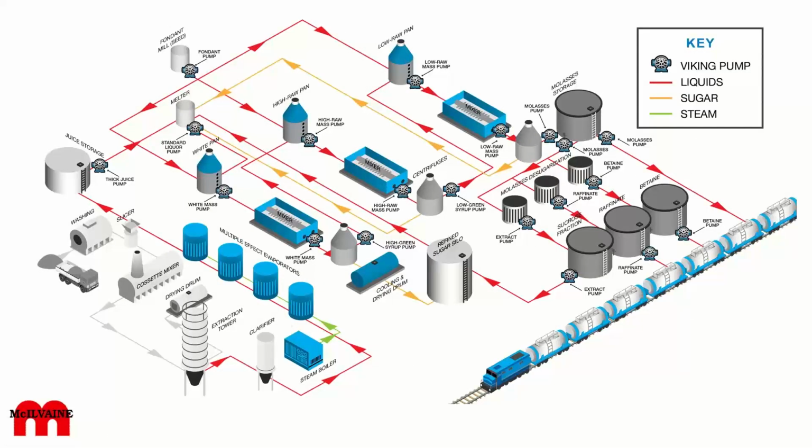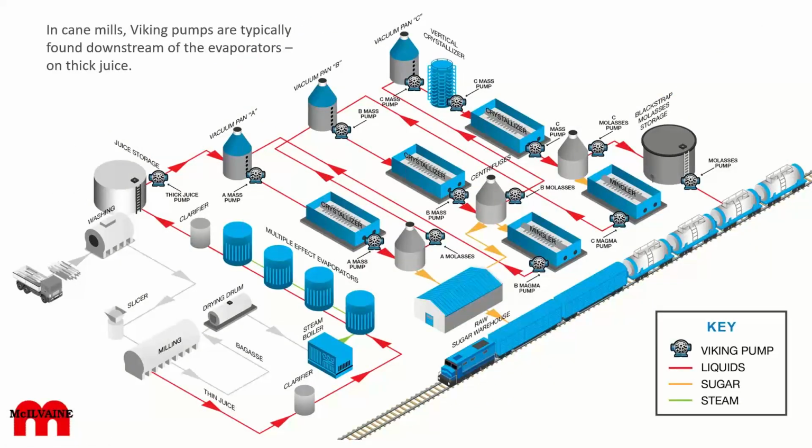Here is an IDEX-prepared sugar factory process flow diagram, which shows the many different pieces of process equipment that are required. Each has pumps involved with it, and each pump has multiple valves. If you're a pump or a valve supplier, this is a starting point in determining what product will be applicable where. In cane mills, Viking pumps are typically found downstream of the evaporators, again on the thick juice.